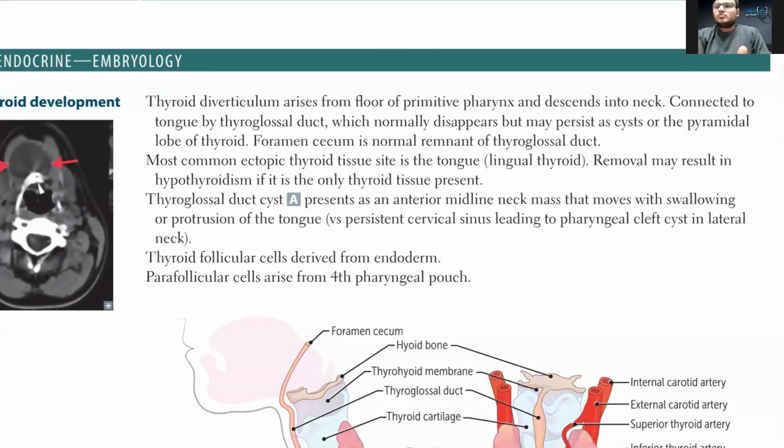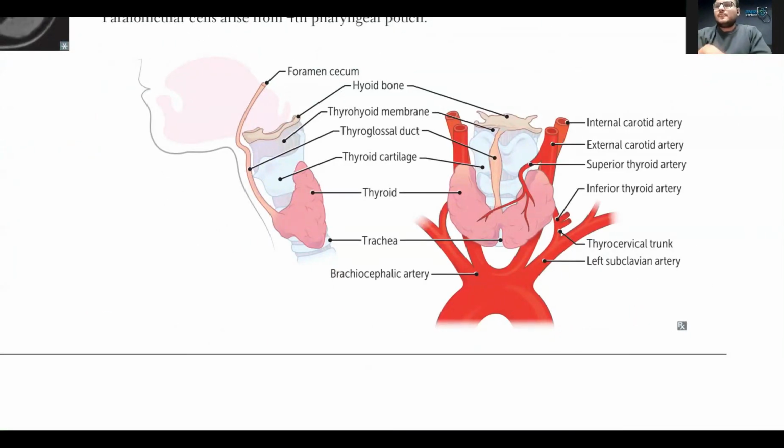Okay. Next, you should know this structure. First of all, this is the left subclavian and this is the brachiocephalic. In front of this is the trachea, and then there is the thyroid here. A very important, super high yield question asked in exams is the blood supply. The blood supply of the thyroid is the superior thyroid artery and the inferior thyroid artery.